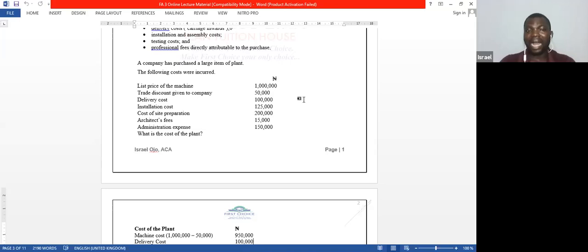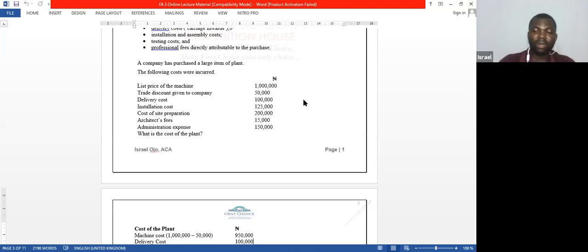Now, the administrative expenses are not a valid amount to be added to the total cost to derive our cost of plant. The reason is that whether we purchase the machine or not, we are going to incur the admin expenses. So it's not expected to be added. Admin expenses are revenue expenses, not capital expenses, so they cannot be added to the cost of the plant.